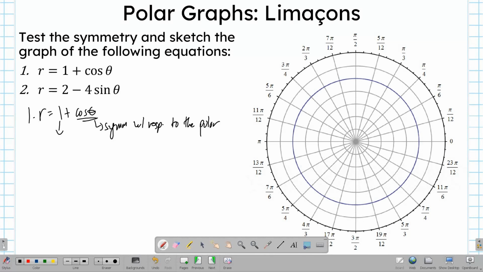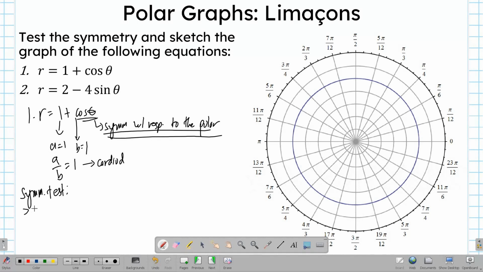As we can also see, A is equal to 1 and B is equal to 1, which obviously when you make a ratio, is equal to 1. Therefore, we expect that this is a graph of a cardioid. So, now that we have set our expectations, let's see if it's really symmetric with respect to the polar axis. Let's now do our symmetry tests.